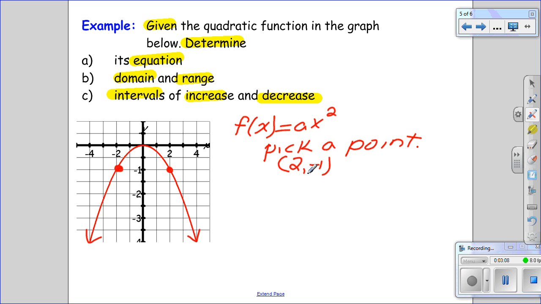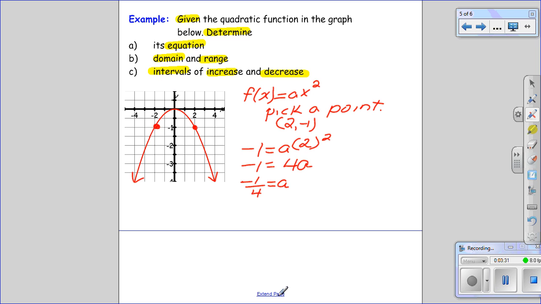So I'm going to substitute -1 in for f(x), and I'm going to substitute 2 in for x. And notice how I put my brackets there first, and now I put my 2 in to make sure that I solve my equation appropriately. And now I can do my exponents. So it's -1 = 4a, and I divide both sides through by 4 to solve for a, and I get a = -1/4. So my equation is actually f(x) = -1/4 x², and that makes sense because it's opening down and it got flatter, so the equation makes sense for what I'm doing.